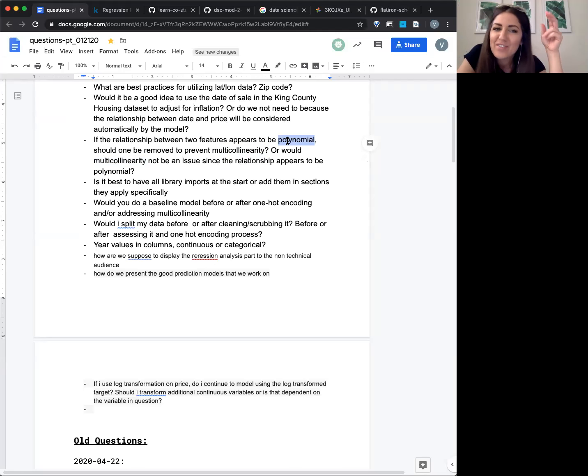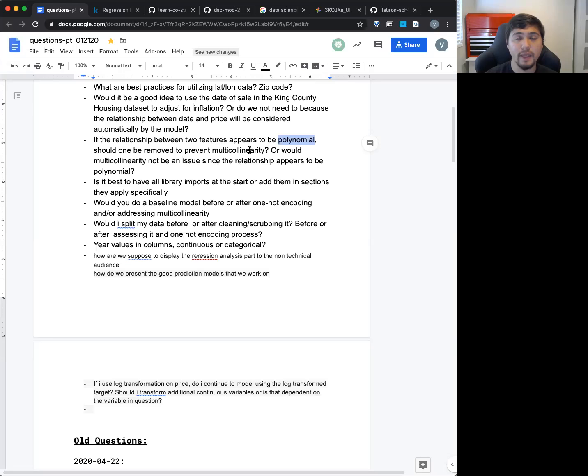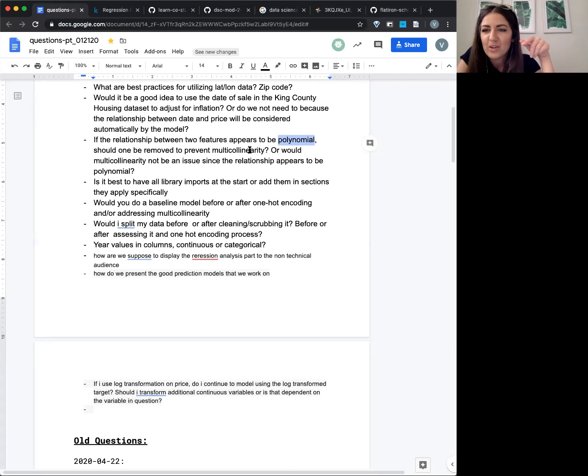Okay, so if 2 features appear to be related polynomially, I don't know how you'd say that, should I keep both or put an interaction in? Right, so you're saying you have x1 and x2 and they have collinearity with each other? They look to be related. Like if I graph the 2 features together, it looks polynomial.